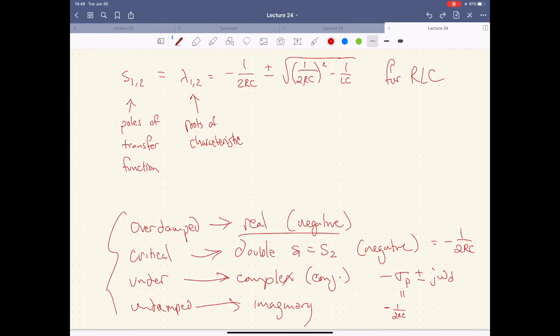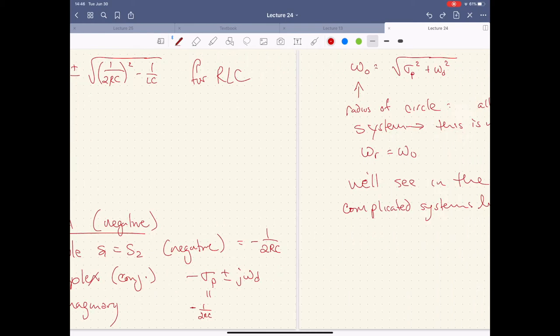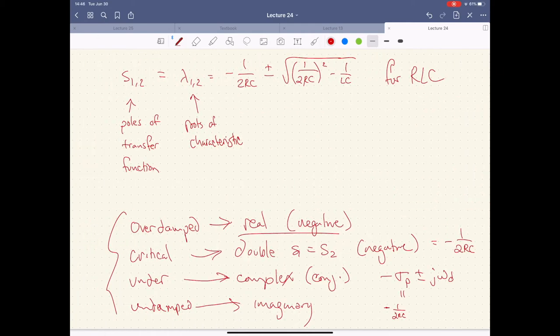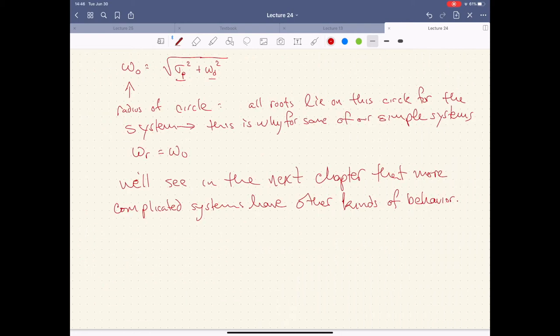So we just have the square root of 1/√LC, plus or minus j in front of that. All right, so if we consider a circle of radius omega naught, where omega naught squared is the sum of these two pieces squared, the real and the imaginary part, then if we rewrite this, we want this to be equal to minus sigma p plus or minus j omega d. That's what we have here.